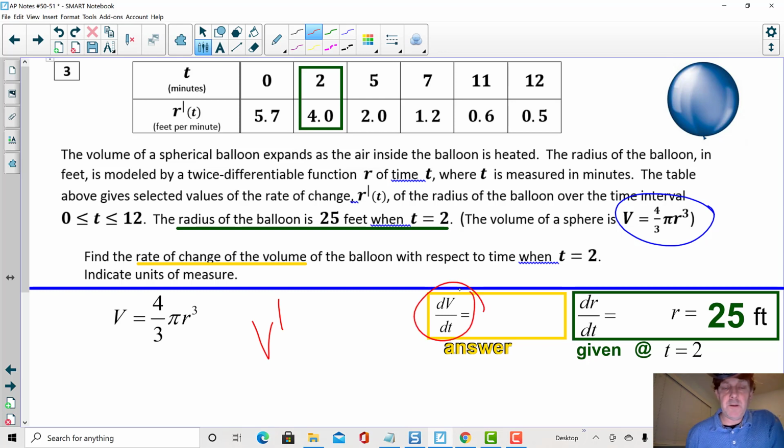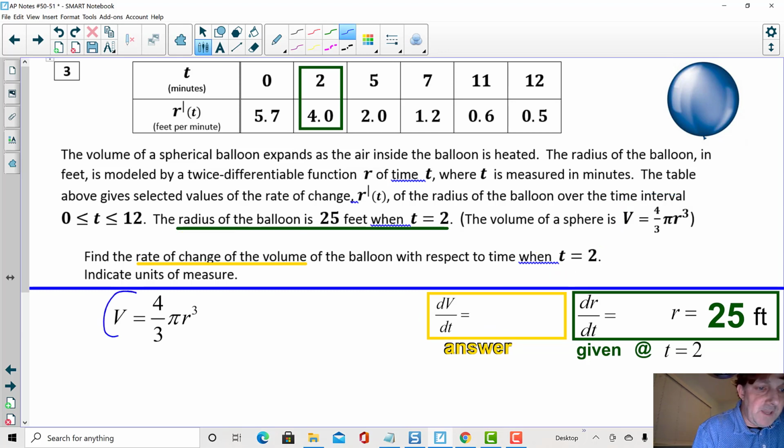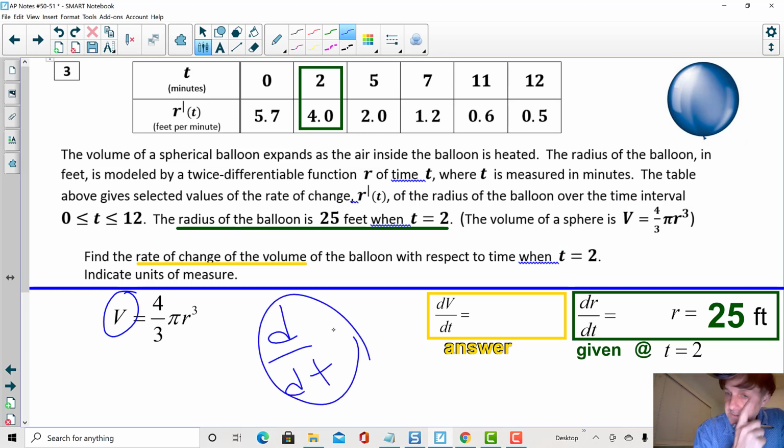That's our answer. And remember, the volume of the balloon is increasing, so V prime should be positive. We want to remember that. So we want to find V prime when t is 2. Since we have V, we can find V prime just by doing the derivative. But we're going to do this kind of a derivative where t is the variable.